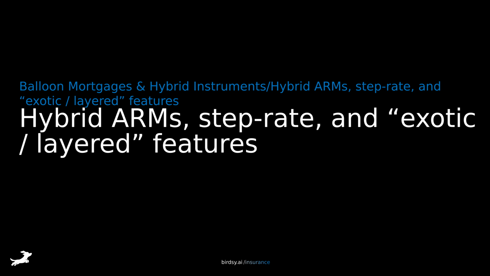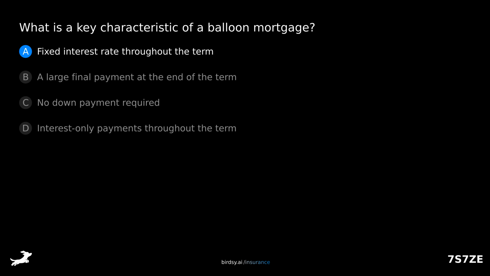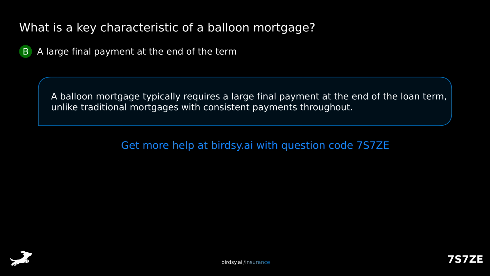Hybrid ARMs, step rate, and exotic layered features. What is a key characteristic of a balloon mortgage? Is it A, fixed interest rate throughout the term? B, a large final payment at the end of the term? C, no down payment required? Or D, interest-only payments throughout the term? The answer is B, a large final payment at the end of the term. A balloon mortgage typically requires a large final payment at the end of the loan term, unlike traditional mortgages with consistent payments throughout.